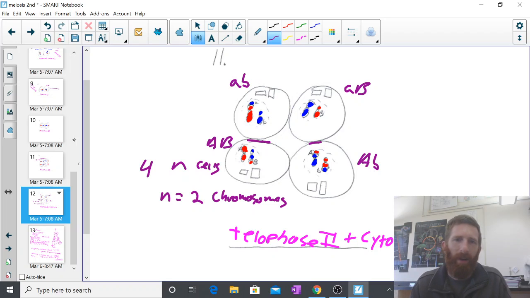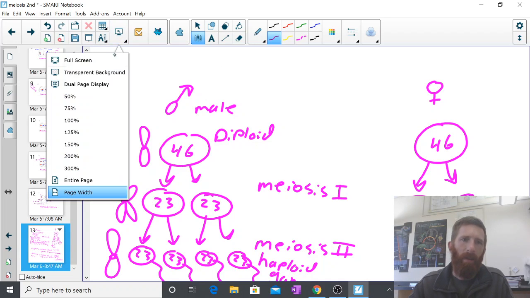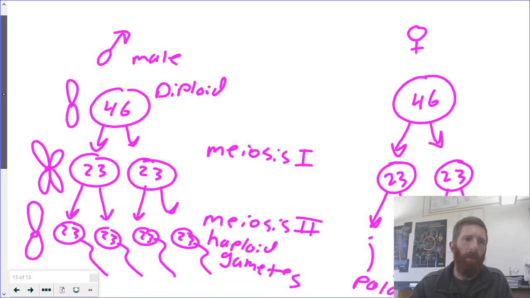Okay, enough reveling. Let's go on. So, not to muddy the waters at all, but I just also want to point out that meiosis happens differently in males versus females. So, I'm using the human example here.